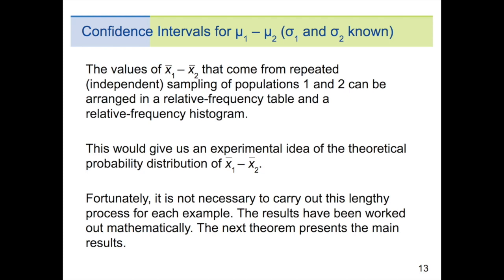This would give us an experimental idea of the theoretical probability distribution of x̄₁ minus x̄₂. Fortunately, it is not necessary to carry out this lengthy process for each example. The results have been worked out mathematically. The Nets theorem presents the main results.